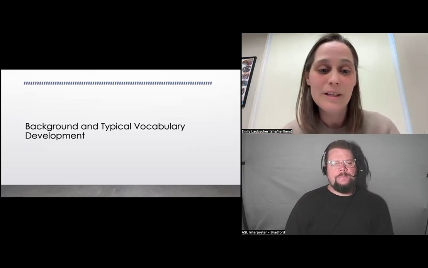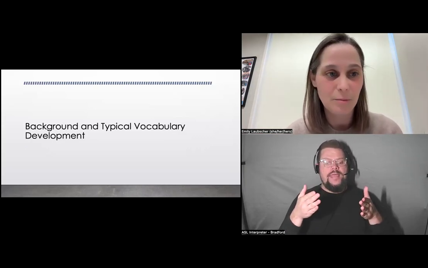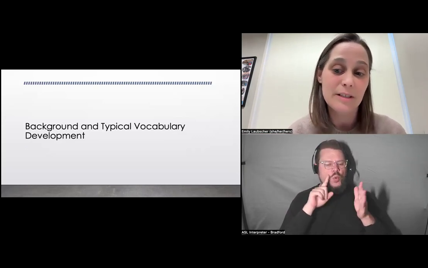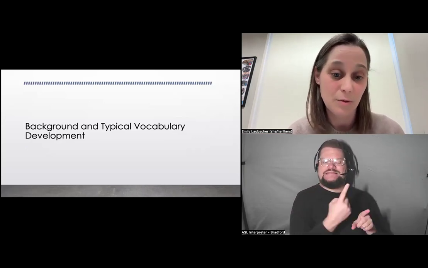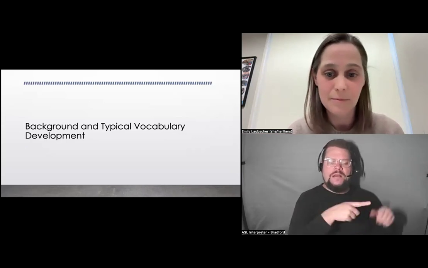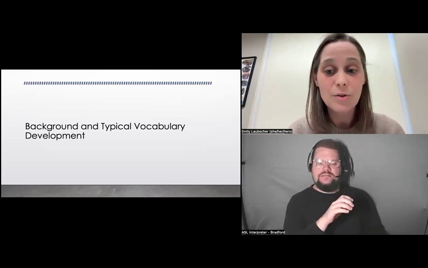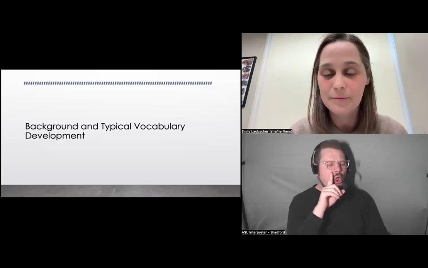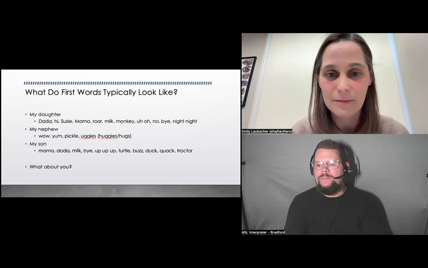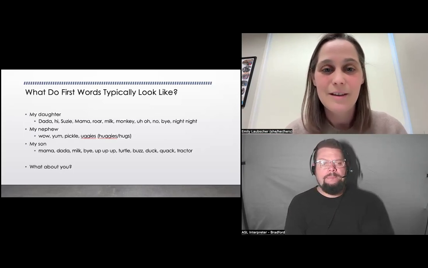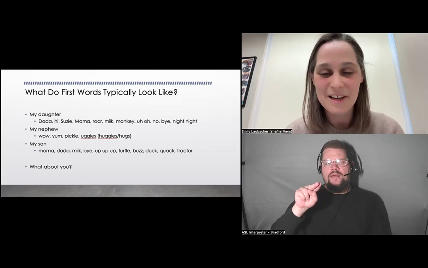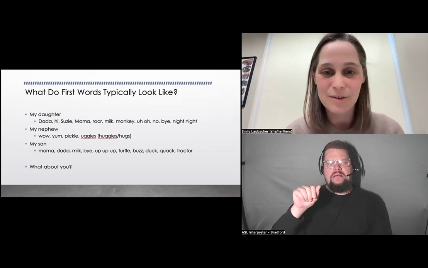Well, one way we can tackle this question of what words are important for beginning communicators is to look at vocabulary in typically developing children. So children who don't require AAC, who are learning to use speech. So what do their first words typically look like? So this is some anecdata for you all, but it does kind of maybe get you thinking about first words.